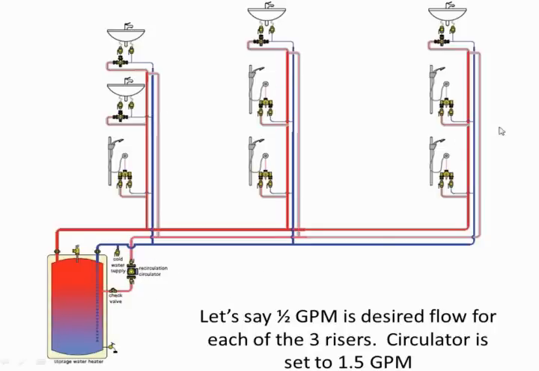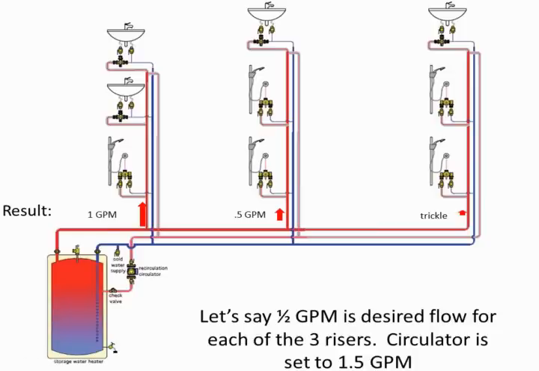So if you wanted a half gallon per minute going to each of your risers, you might put in a pump that's capable of generating 1.5 gallons per minute, in which case you might get a very unbalanced system such as this. The risers closest to your pump are stealing most of your water, and the ones furthest from the pump are getting starved of water, even to the point of no flow. Okay, so we have an unbalanced system.